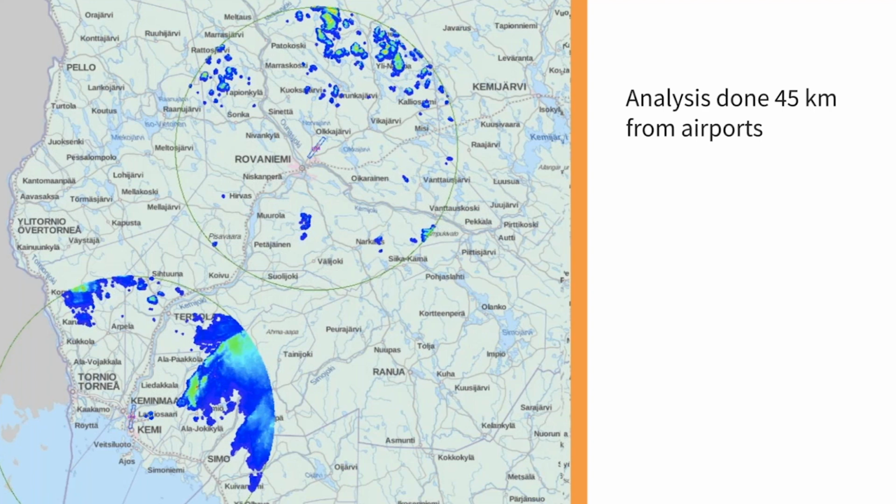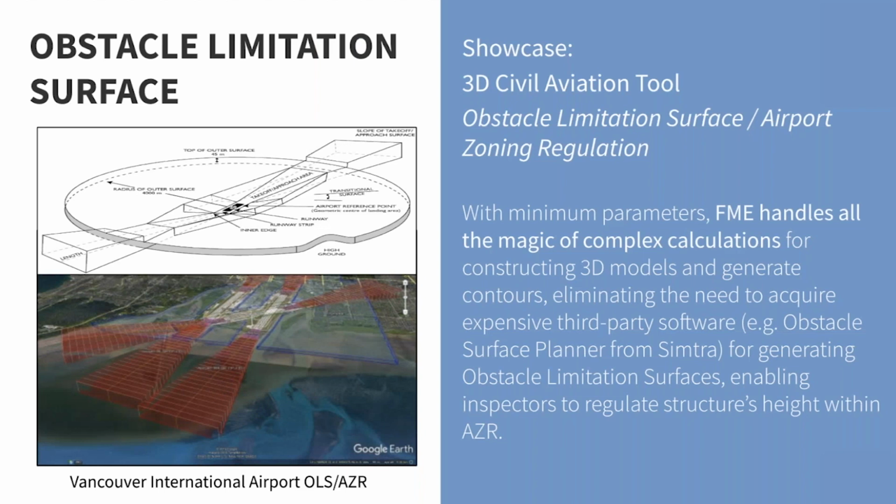The other thing you can do is you have the obstacle limitation surface, and this is Vancouver airport, and there's been a lot of construction in Vancouver recently. I live in Richmond, which is out by the airport, and there's a lot of construction going on there. You want to make sure with all this construction that you're not intruding into the airspaces. So they've generated obstacle limitations on their airspaces, and they check with the planning. If somebody wants to build a tall building, they've got to make sure they don't intrude into the airspace. There's a certain buffer.